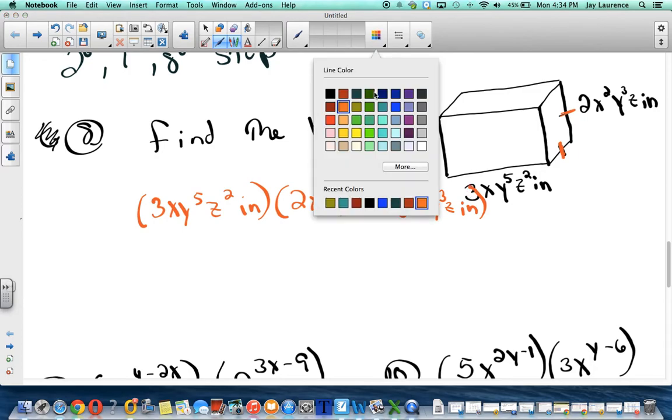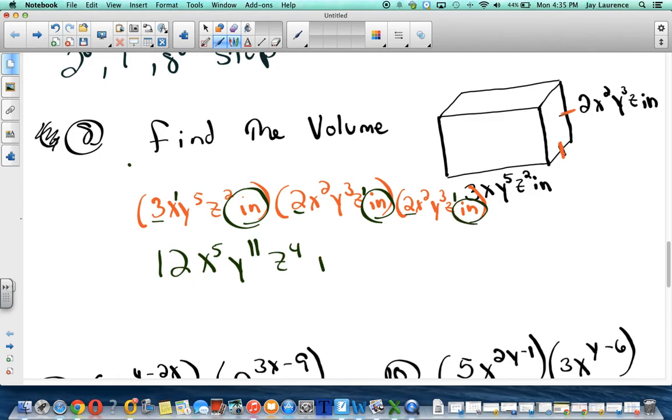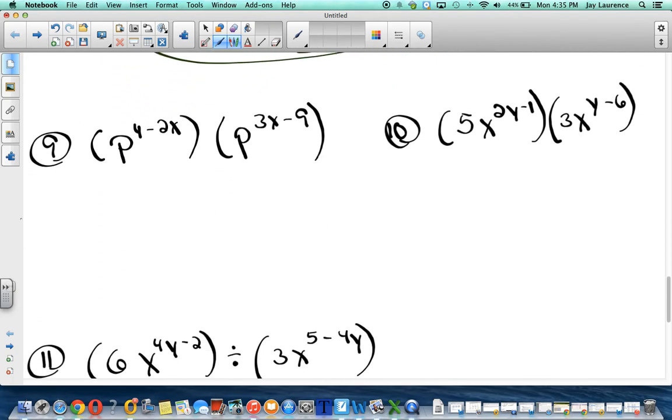When I do that, I'm going to go 3 times 2 times 2, which is 12, right? Now I have x times x squared times x squared. I believe that's going to be x to the fifth, because that's to the first power. Now I have y to the fifth, y to the third, that's y to the eighth, y to the 11th. Then I have z squared, a z, and a z, so I believe that'll be z to the fourth. And then the part everybody loves to forget: inches times inches times inches is inches cubed, or cubic inches. And there you go.